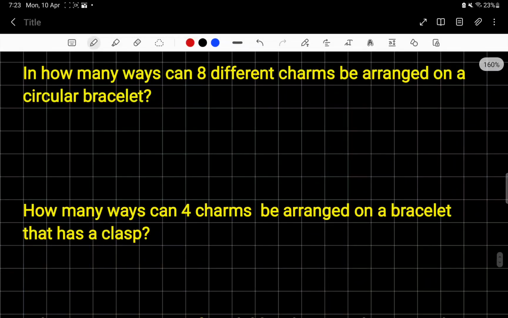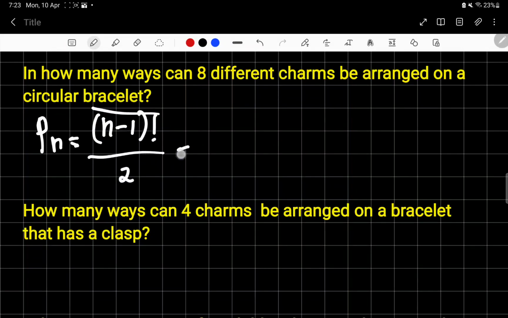Okay, so let's try this problem. In how many ways can 8 different charms be arranged on a circular bracelet? We said that in bracelet permutation, the formula is n minus 1 factorial over 2. And what do you think is the value of our n here? There are 8 different charms, which means the 8 different charms are what we need to arrange on our bracelet. So, your n will be equal to 8.